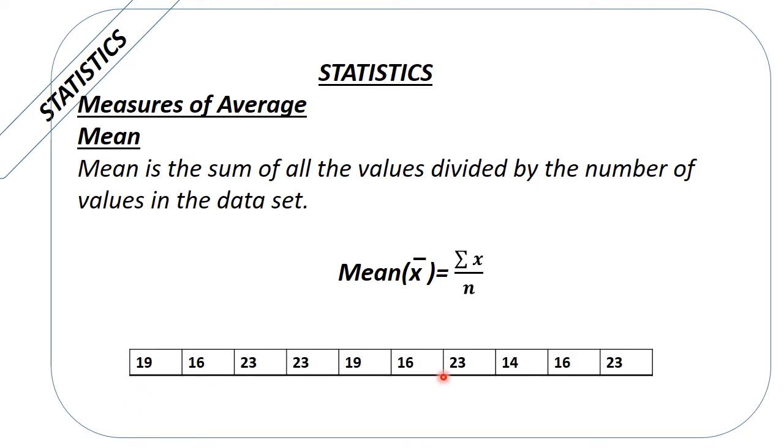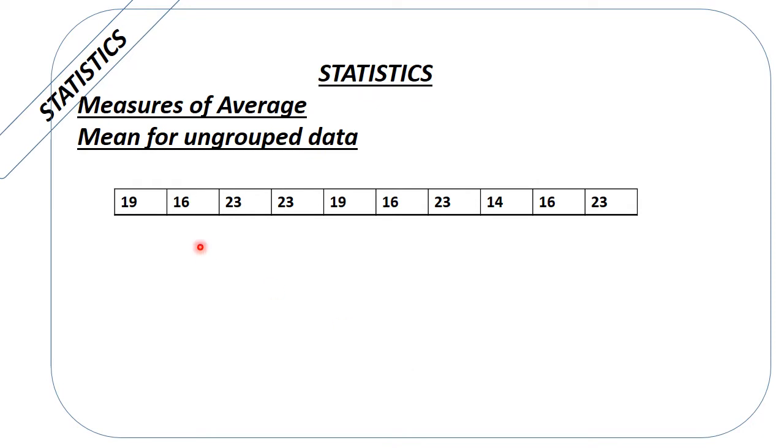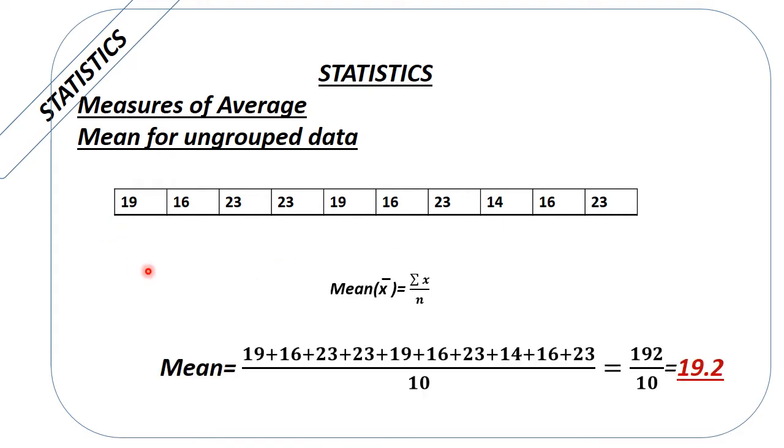So let's find the mean of this data. This is the data we've been given. To find the mean, we need to add the data and divide by how many there are. So our mean is going to be 19 plus 16 plus everything added, which is going to give us 192. How many are there? 1, 2, 3, 4, 5, 6, 7, 8, 9, 10. So divided by 10. So it's going to be 192 divided by 10, which gives 19.2 as the mean.